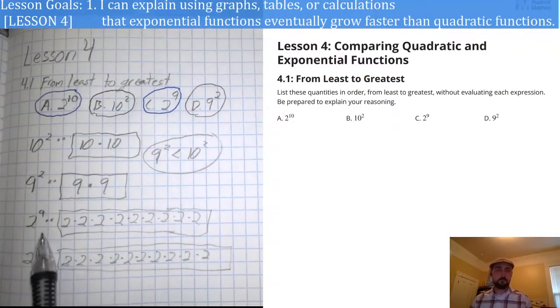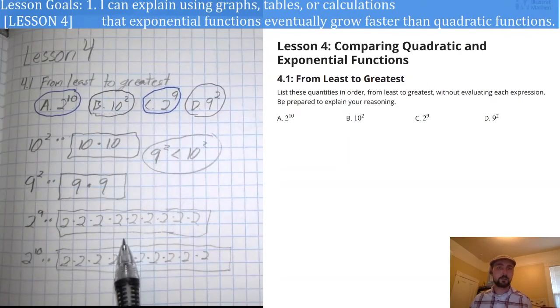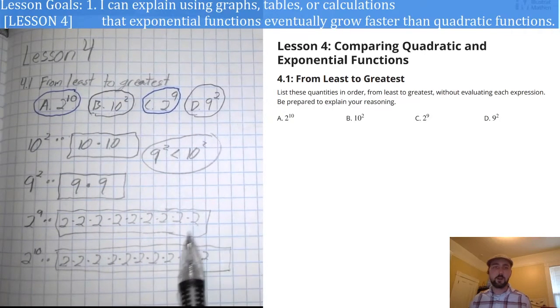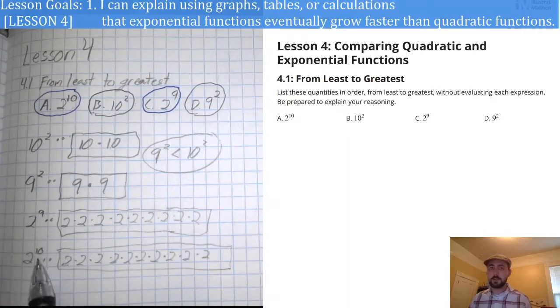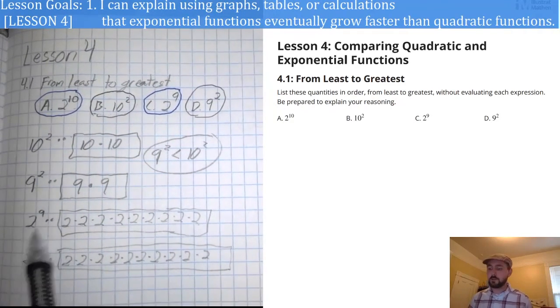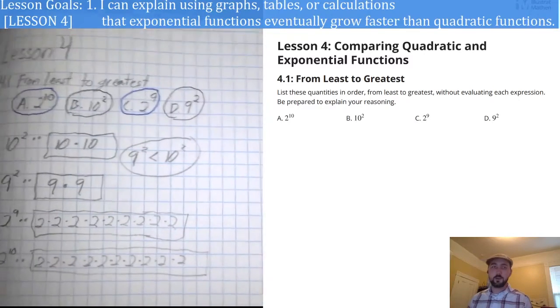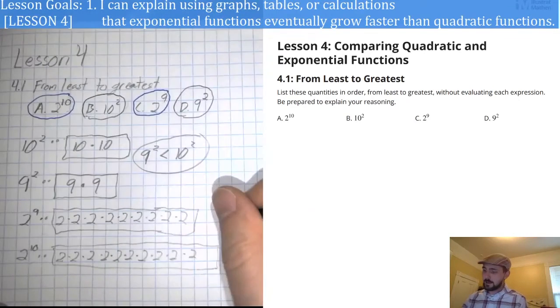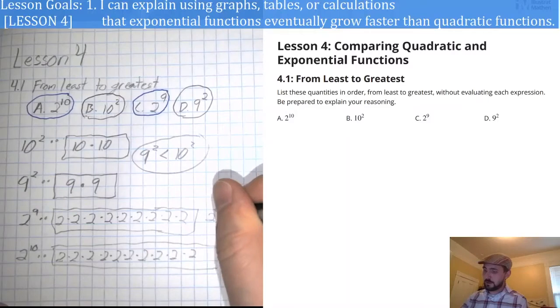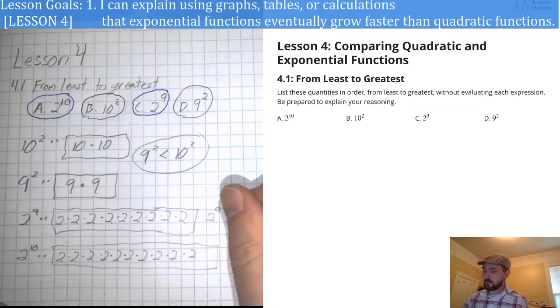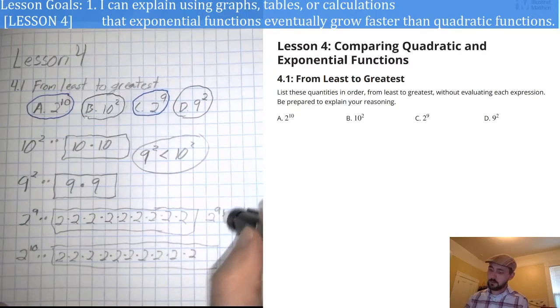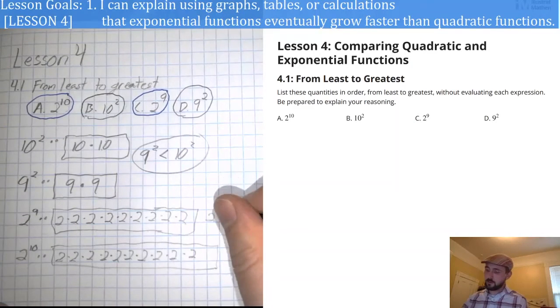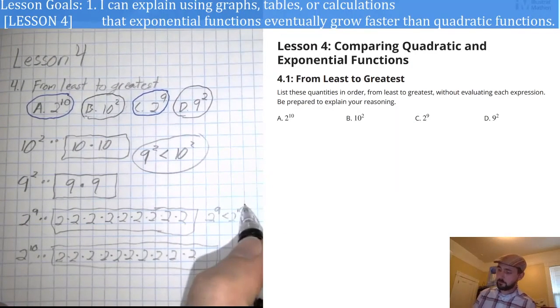And so which one of these is going to be bigger? Well, I don't need to multiply them all out to know that 2 to the 10th power has more 2's than 2 to the 9th power. So that means I can say that 2 to the 9th power is going to be smaller than 2 to the 10th power.